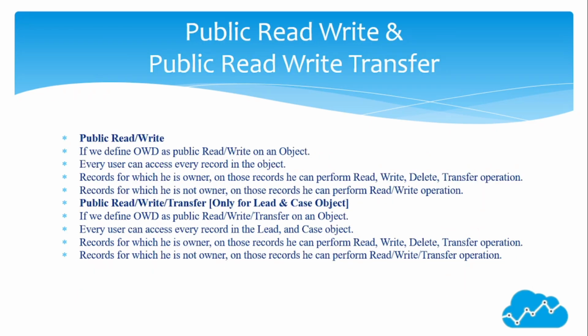Public read write and public read write transfer. So let's see first public read write. If we define OWD as public read write on an object, every user can access every record in the object. Records for which he is owner, on those records he can perform read, write, delete, transfer operations. Records for which he is not owner, on those records he can perform read, write operations.